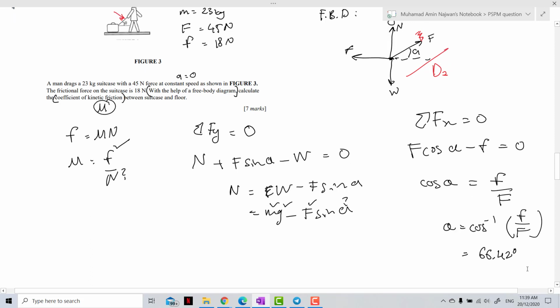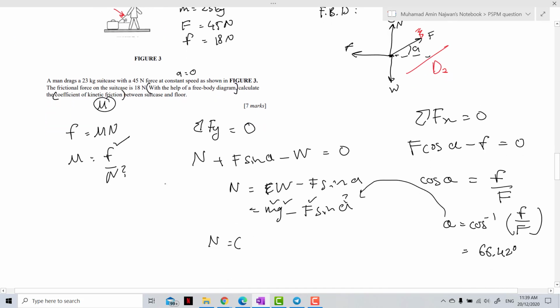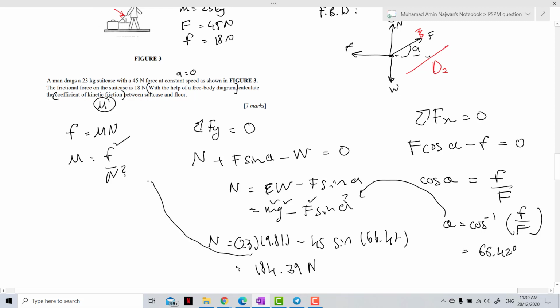So, bila you dapat here 66.42 degree, you barulah boleh masukkan you punya theta towards the equation here. So, normal here kita akan dapat M kita, which is equal to 23.9.81 tolak 45 sine 66.42. So, doing here you get you punya normal force sama dengan 184.39 Newton. When you dapat here, barulah you masukkan ke dalam you punya equation here. So, mu kita akan sama dengan 18 divided by 184.39. So, kita akan dapat here mu kita sama dengan 0.0976 or 0.1.